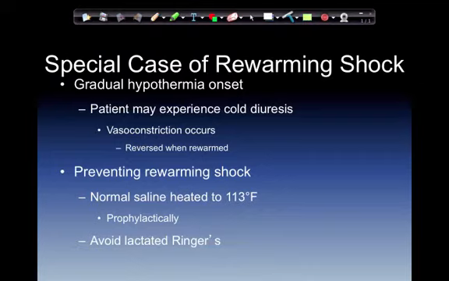Vasoconstriction occurs, is reversed when warming, and normal vascular space returns. The patient who is volume contracted will develop hypoperfusion. It can even lead to cardiac arrest when they're rewarmed. So be careful to fill the container in case they have been cold diuresed. To prevent rewarming shock, use normal saline heated to 113 degrees Fahrenheit prophylactically, and avoid lactated Ringer's.